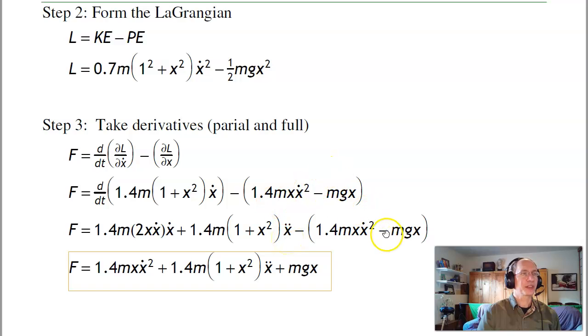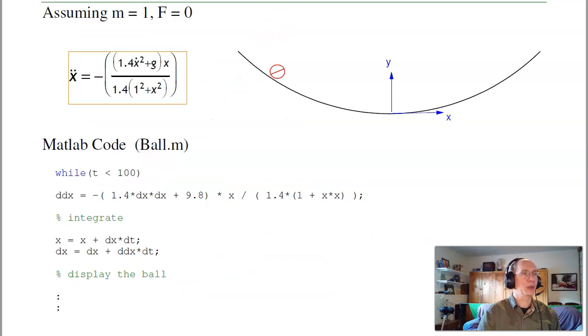And the term over here. Now this term right here, notice it's 1.4 m x dot squared times 2, 1.4 m x dot squared. These cancel and leave as a remainder 1.4 m x dot squared. This term comes down and there's mgx. So that's the dynamics of a ball rolling in a parabolic cylinder, a parabolic bowl.